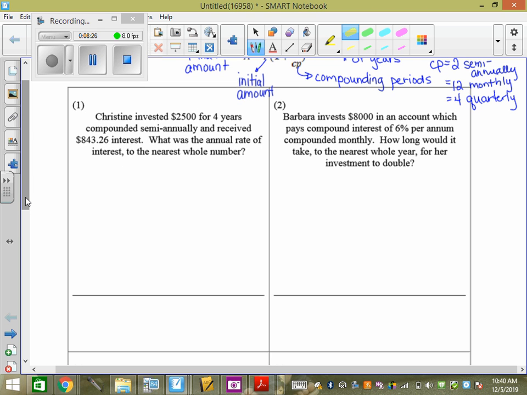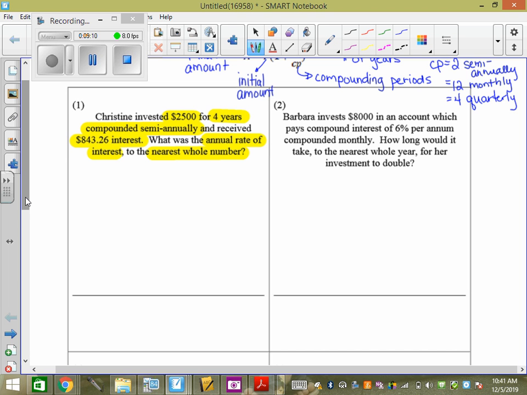All right. So it says, Christine invested $2,500, that's important, for 4 years, compounded semi-annually, so I know I have to use this formula because there's the word compounded in it, and received $843.26 in interest, so that's how much she made on it, right? They're asking us to find the annual rate of interest. And look at this. It has a rounding rule. We should probably do what it says, not just round to what our heart feels, which is what you guys do on the test.